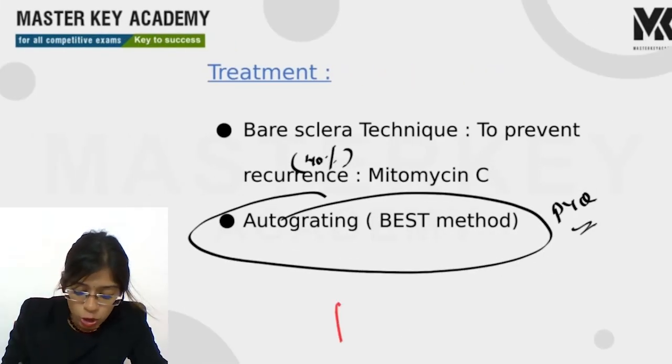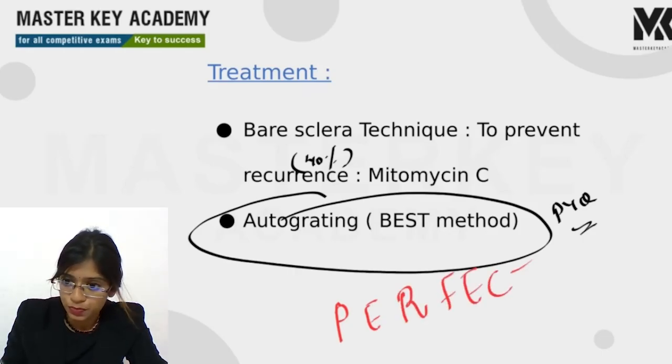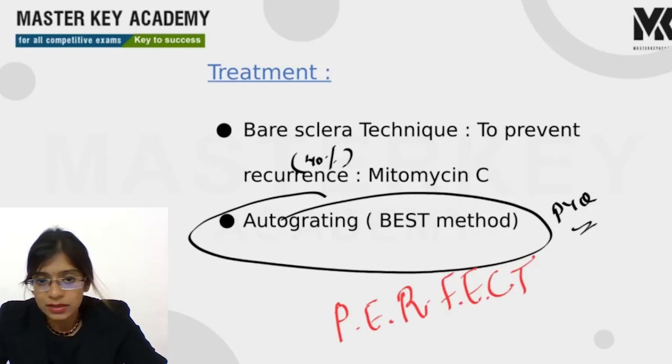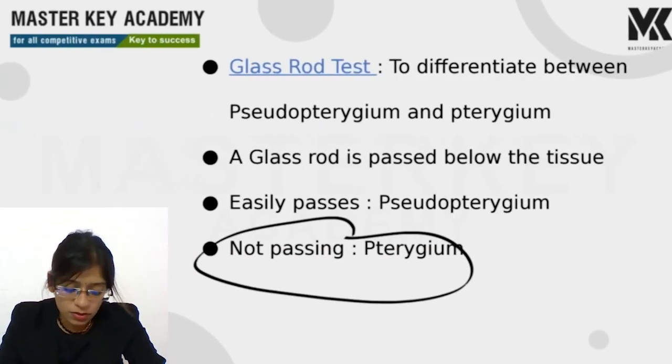And also you will remember a method called PERFECT. So you write it like this. And what is the full form, guys, of PERFECT? Basically, it is another form of autograft. PERFECT is Pterygium Extended Removal followed by Extended Conjunctival Transplant. Here, basically, we are doing autograft only.